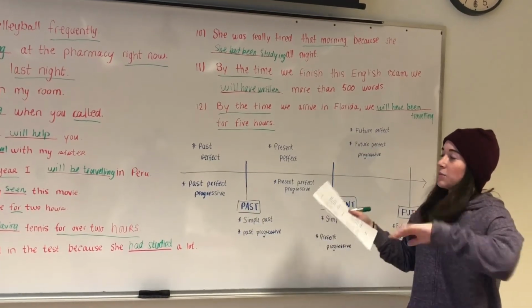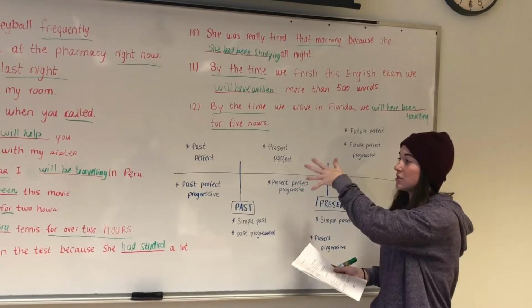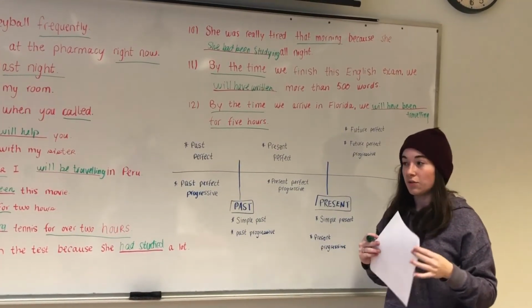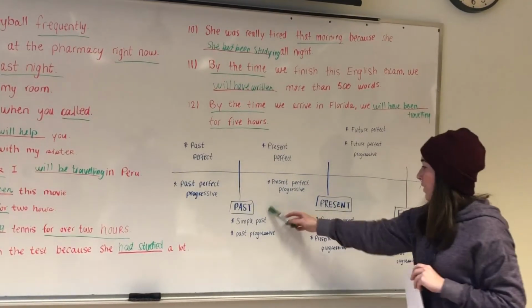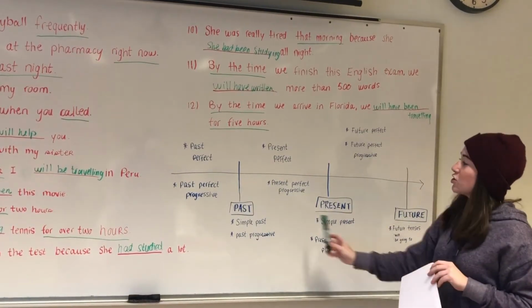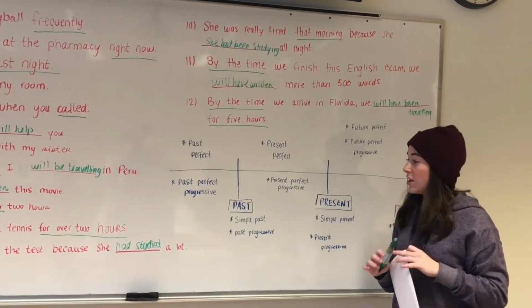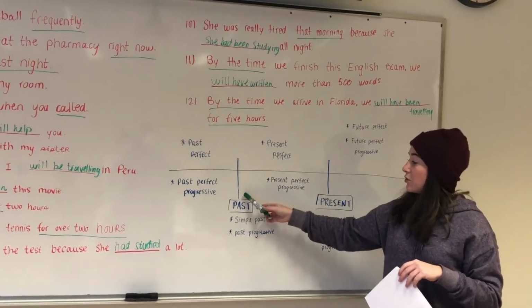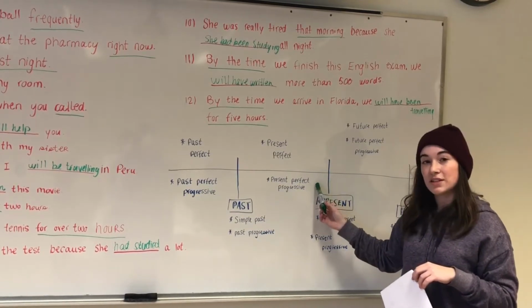So I talked about the affirmative sentence for all the tenses, but you can also have the negative form and the question form. So to summarize on this timeline, you have the past, the present, and the future. Before the past, you have the past perfect and the past perfect progressive. During the past, you have the simple past and the past progressive. Between the past and the present, you have the present perfect and the present perfect progressive.